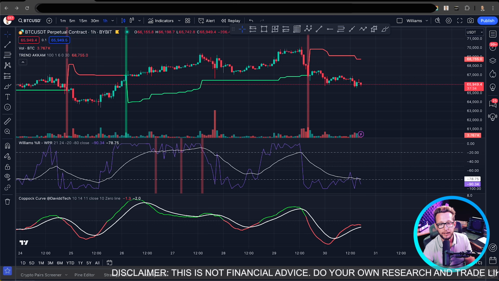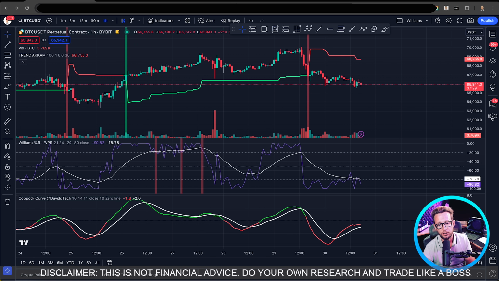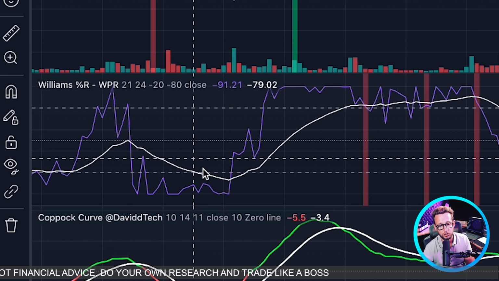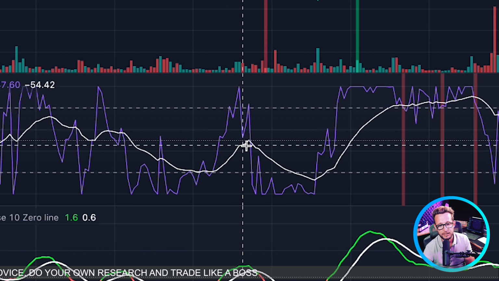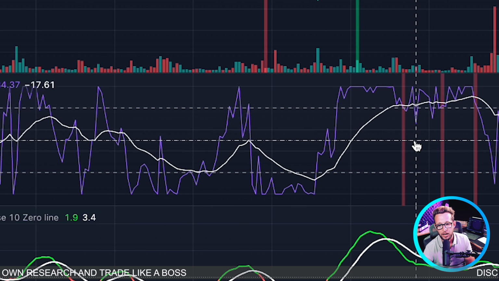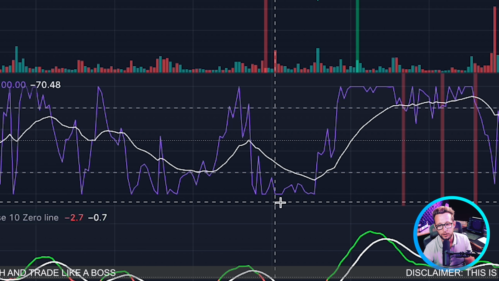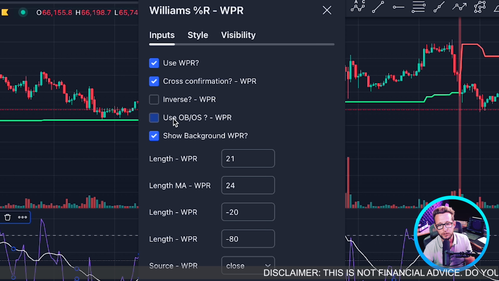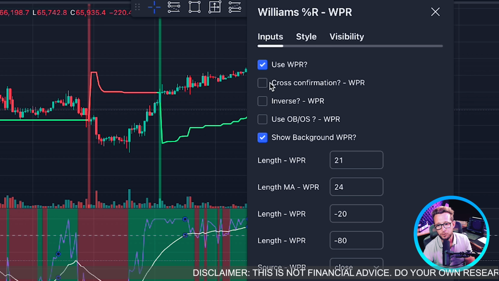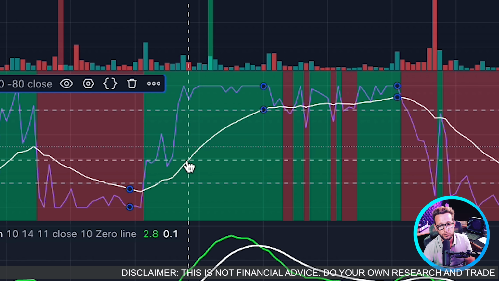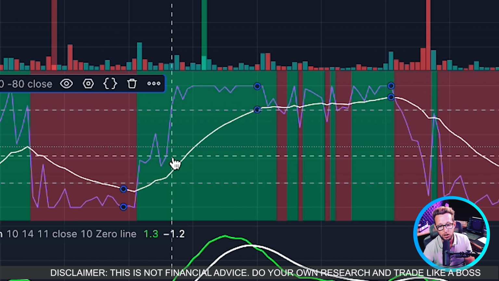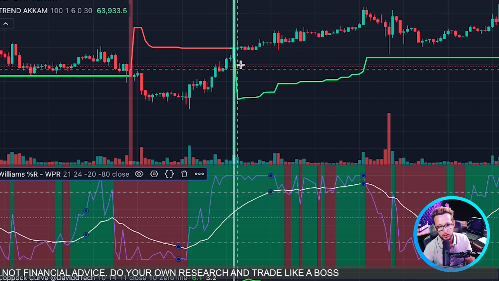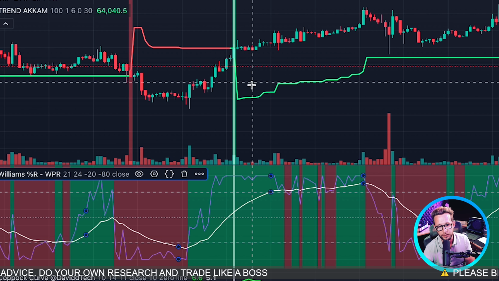Okay, so now we have our indicator for trend direction. Now we're going to look at a couple of trend confirmation indicators, starting with the Williams Fractal range, which is this indicator here. This indicator involves a MA, an overbought section and an oversold section. We're going to go over to the cog over here. We're going to remove the oversold and overbought section, and we're going to remove the cross confirmation. For our entries as a long, we would like the WPR to be above the moving average, which would confirm entries very much like this one just here where we're crossing over on the Trend Acom.